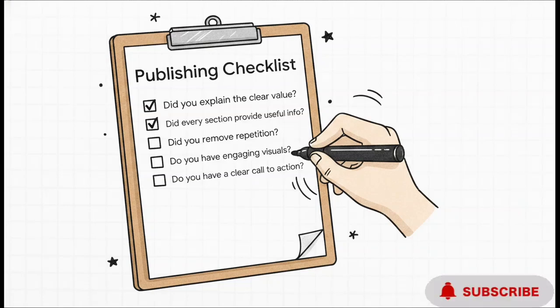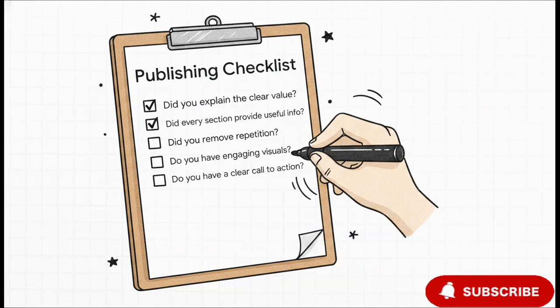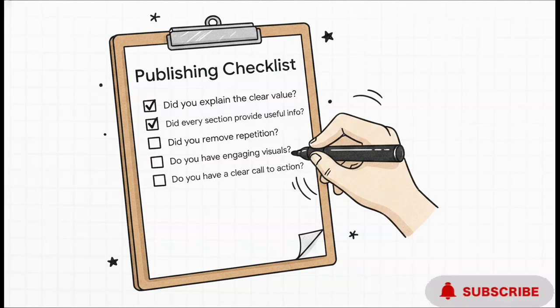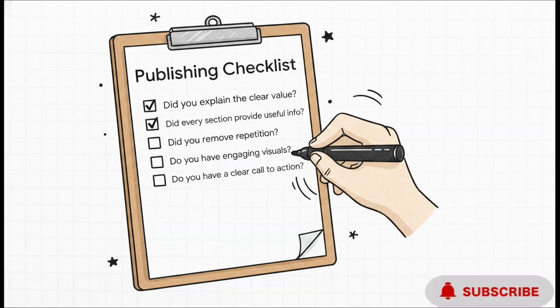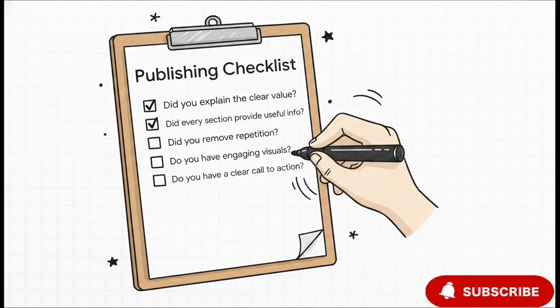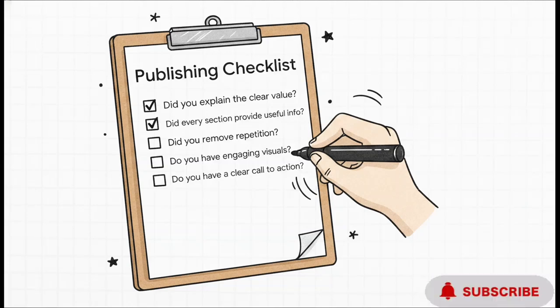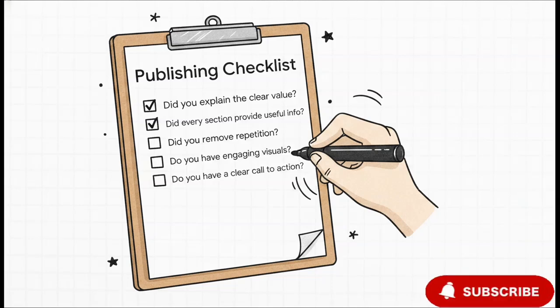Did the hook grab attention in the first 15 seconds? Did you explain the clear value? Did every section provide useful info? Did you remove all the repetition? Do you have engaging, realistic visuals changing every 3 seconds? Is the thumbnail and title strong? Do you have a clear call to action? If yes, you are ready to hit publish.